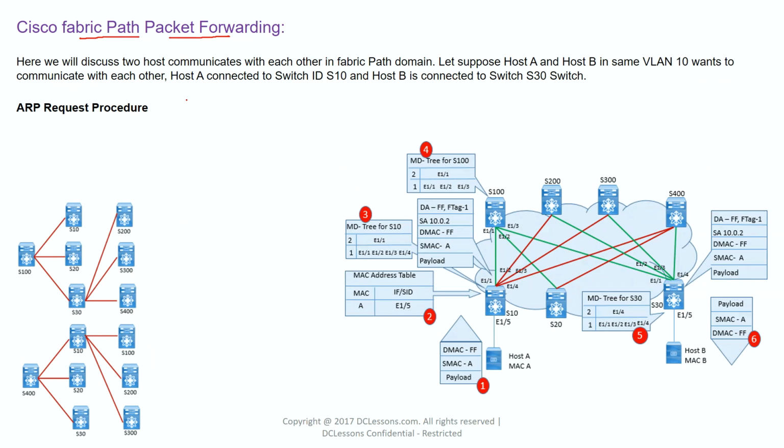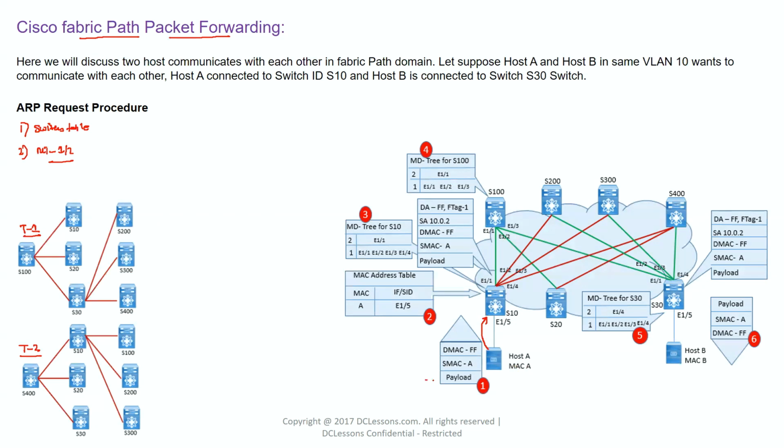Once we have configured the FabricPath domain, what will happen? The switch table and the multi-destination trees are already created. So this is my multi-destination tree 1, and this is my multi-destination tree 2. Now let's suppose host A wants to talk to host B, but host A doesn't have the MAC address of B, so it will create an ARP request. The ARP request is sent from host A to switch 10.